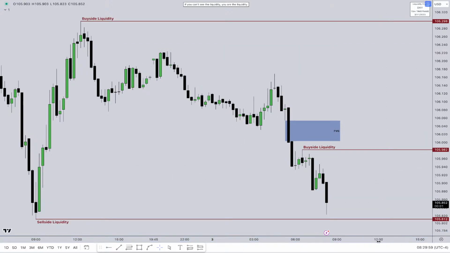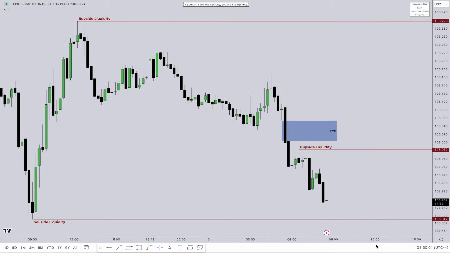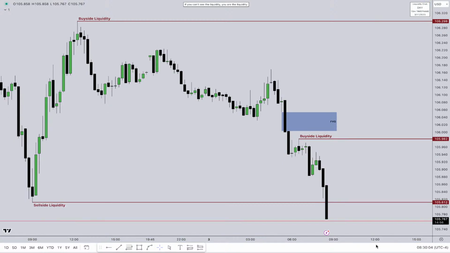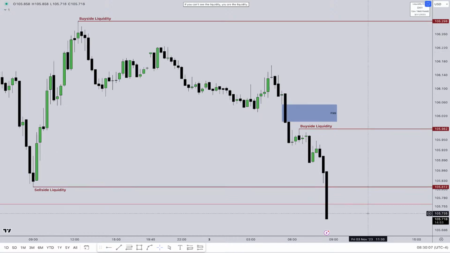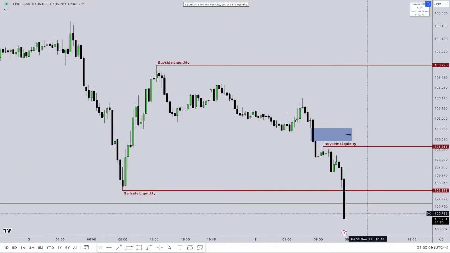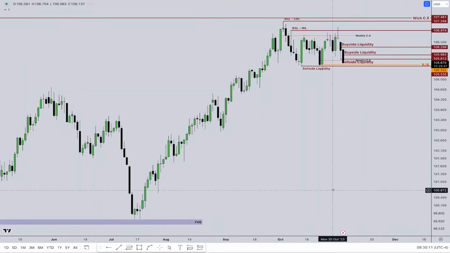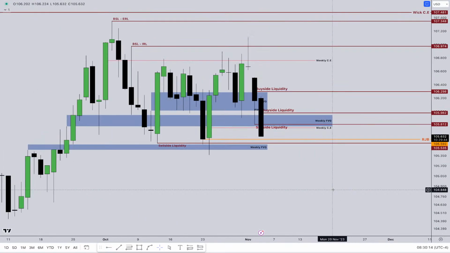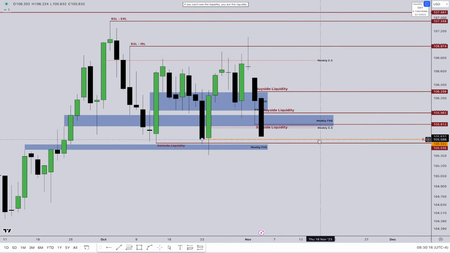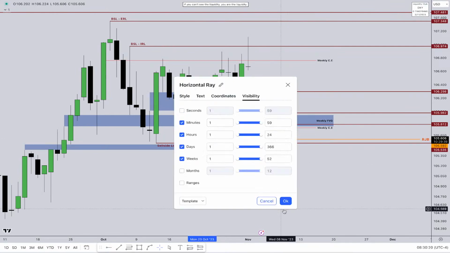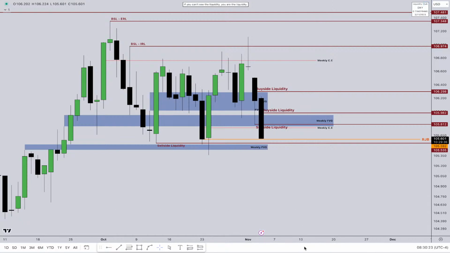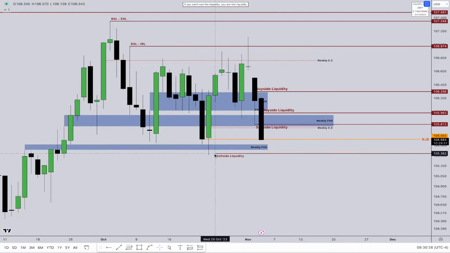5 seconds, I mean. No, this is the rejection block. My bad. We also have a consequent encroachment.